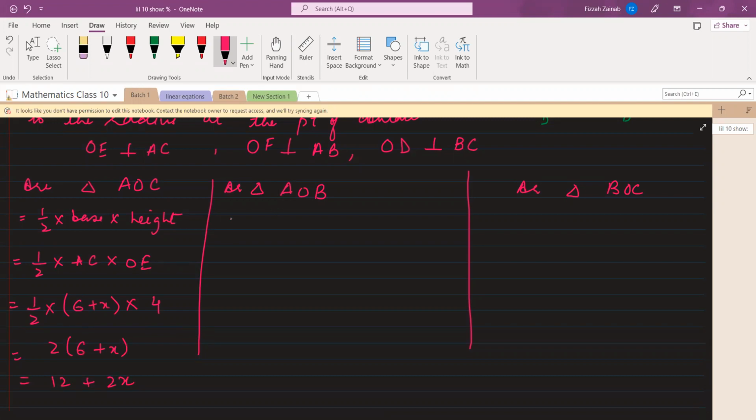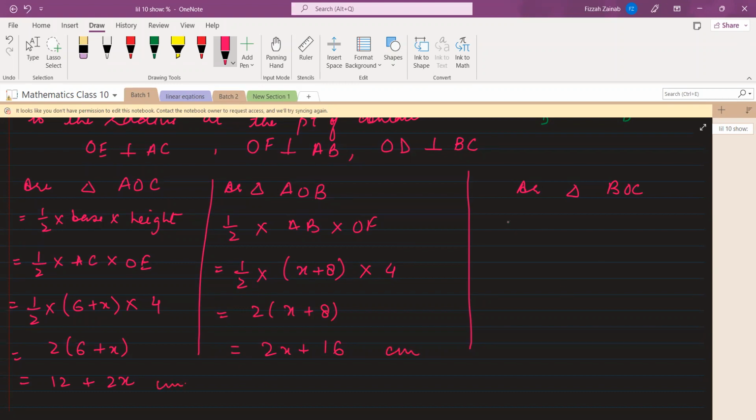Now come to AOB, so again this is half into base into height. So base is AB and height is OF. So half into AB is x plus 8, OF is 4, so again 2 into 2, 4, so 2 into x plus 8, which becomes 2x plus 2 into 8 is 16. Okay. So all are in centimeters.